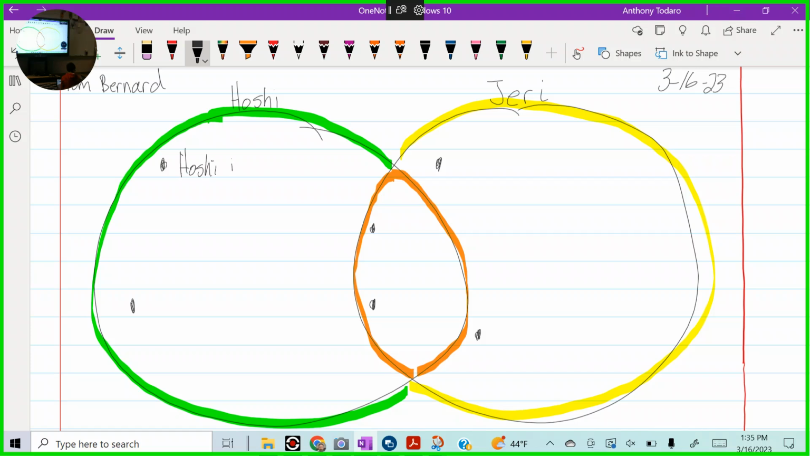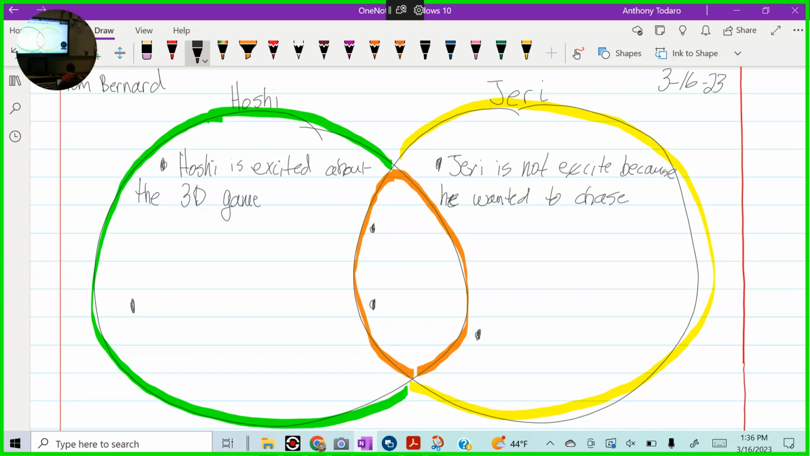Go ahead, you guys, you can write it. Hashi is excited about the 3D game. And Jerry is not excited. Why isn't he excited? Because what did he want to do? He wanted to fight, use the space pirates. He wanted to chase space pirates. And just so you know, Ms. Zapatelli, this is on two different screens, one behind me and one up in the front of the class. So, what's one thing, you guys, that they maybe felt the same about?